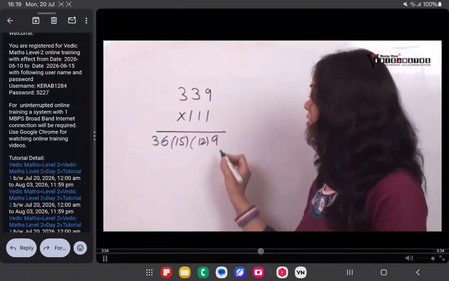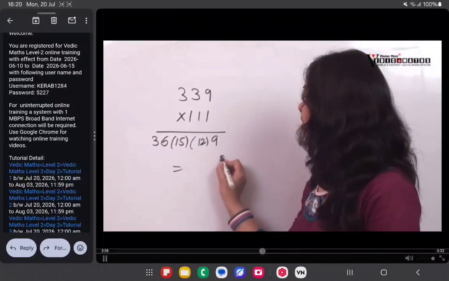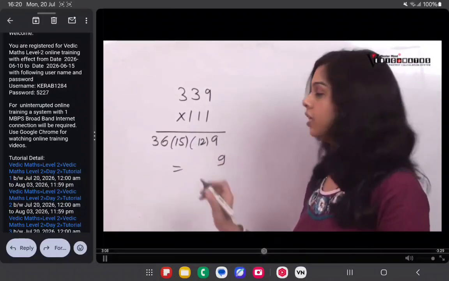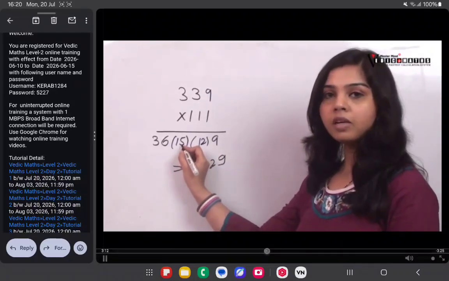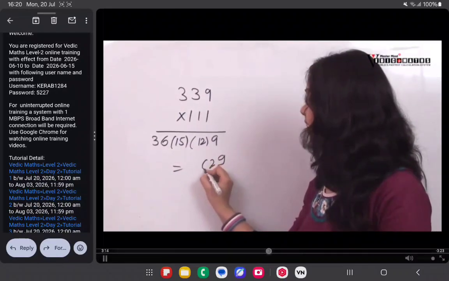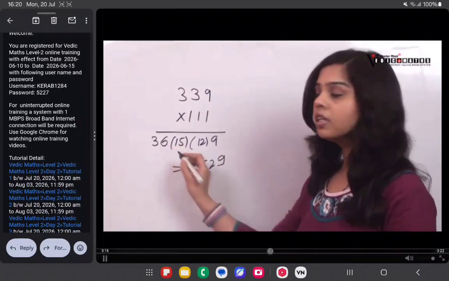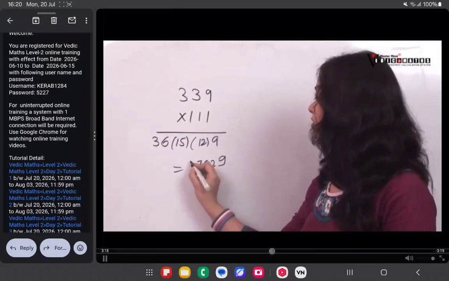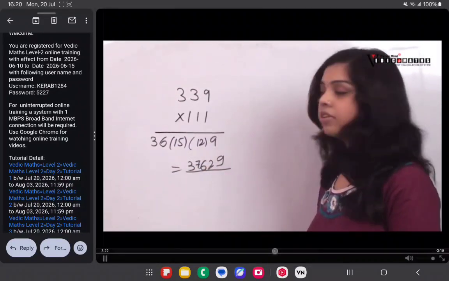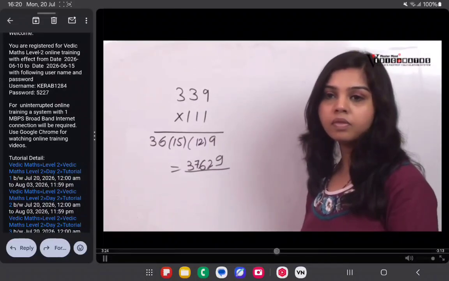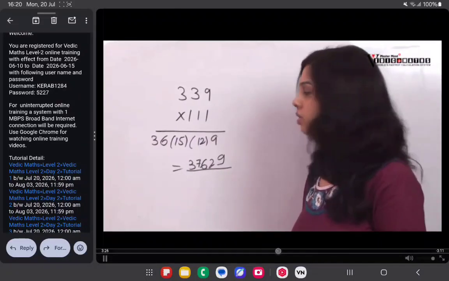We have to convert this answer. So this is 9. Then we write 2 and 1 is carried forward. 15 plus 1 is 16. So we write 6 here, and 1 is carried forward. 6 plus 1 is 7. Then 3. So our final answer is 37629. Let's take one more example.